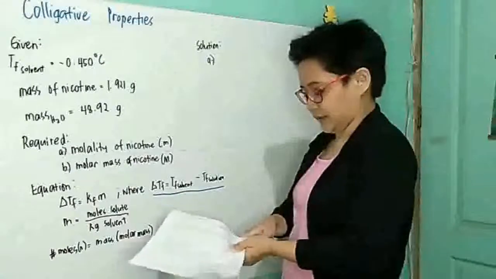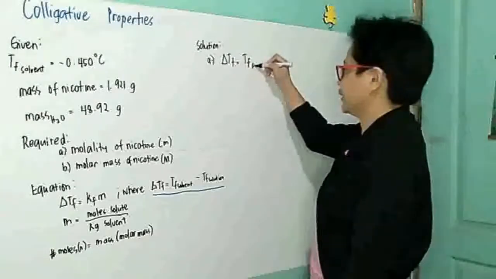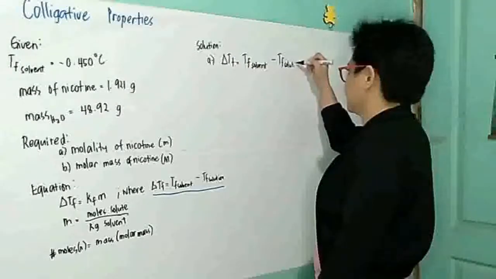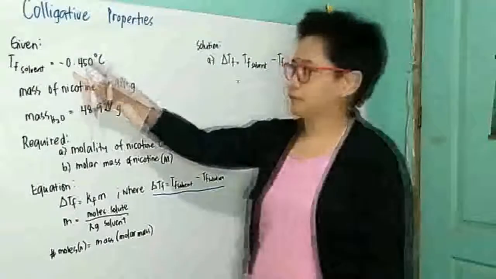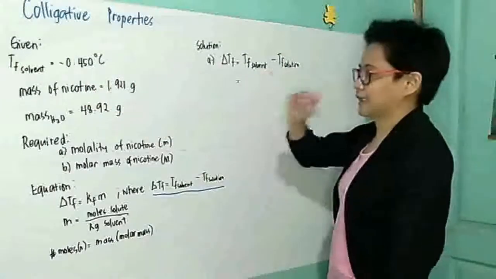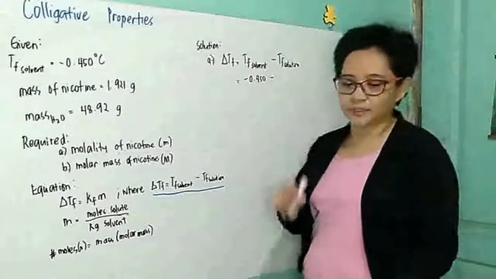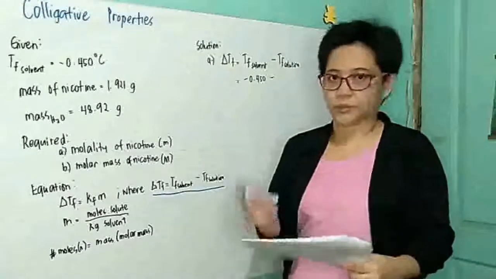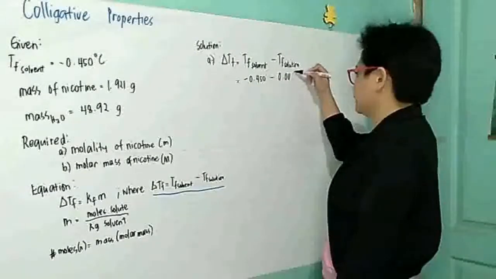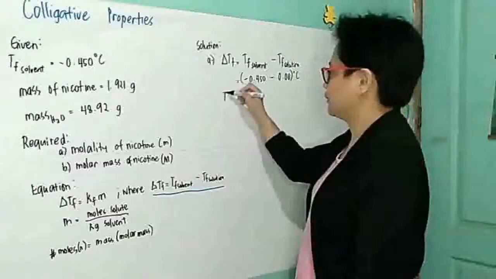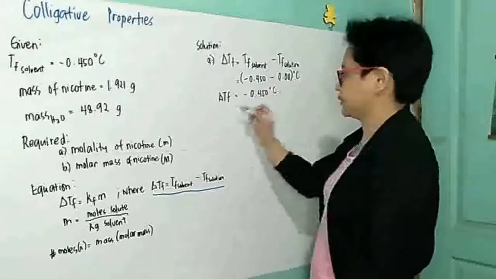For letter A, let me show you how this delta TF was solved. Delta TF is equal to TF of solvent minus TF of solution. TF of the solution is negative 0.450 degrees Celsius. As mentioned in the problem, it is an aqueous solution, so the freezing point of water is 0.00. We now have our delta TF as 0.450 degrees Celsius.